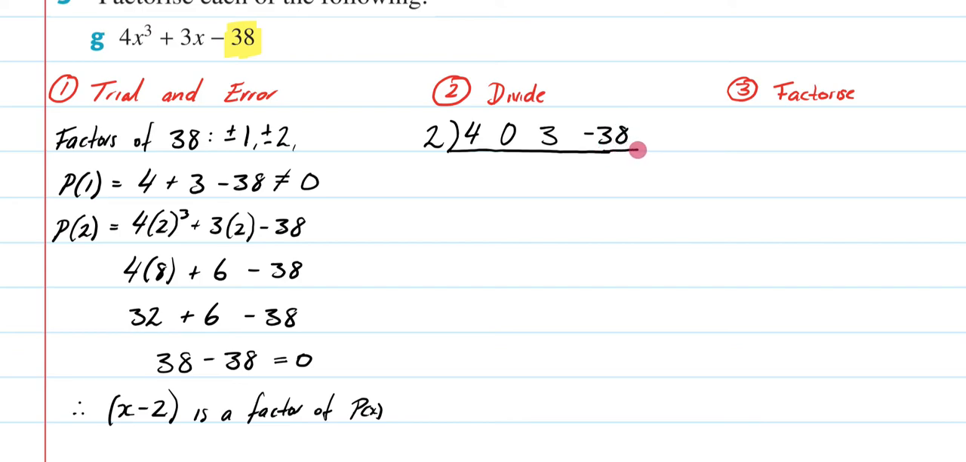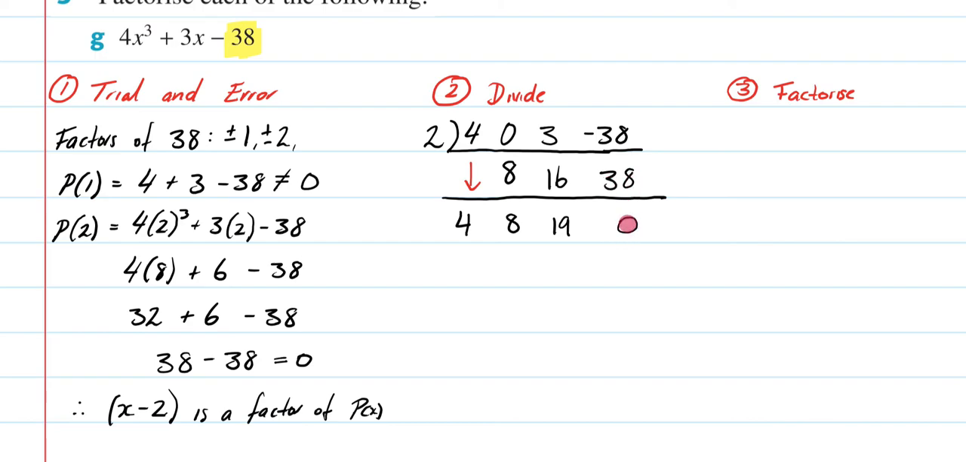Let me continue this a bit more. Then you're going to put a line underneath. Not the straightest line in the world, but it will do. Then we're going to bring this 4 down. That's always our first step, just dropping that down. 2 times 4 is 8. 0 plus 8 is 8. 2 times 8 is 16. 3 plus 16 is 19. 2 times 19 is 38. Negative 38 plus 38 is 0.